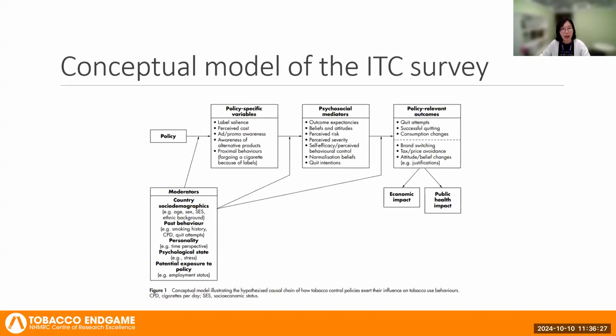This diagram from one of their publications illustrates the conceptual model of the ITC survey, which is designed to evaluate the impact of tobacco control policies on smoking behaviors. It collects data on policy-related variables, psychosocial mediators, and policy outcomes to assess how these factors influence tobacco use among individuals who smoke.